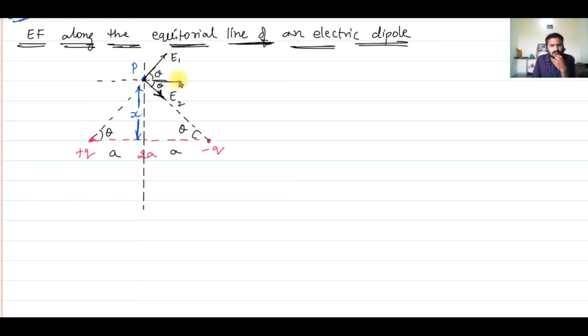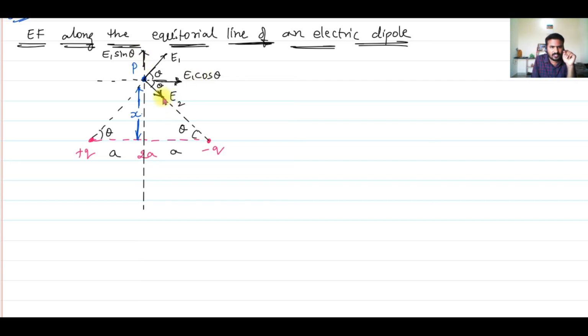If you resolve that into two components, in this direction you will get E1 cos theta. Splitting this electrical field along x and y is resolving. Whichever side the angle is on, that side gets cos, as simple as that, and the other side you will get sine. This will be E1 sin theta. If you split E1 into two components, E1 cos theta will be along the x direction and E1 sin theta along the y direction.